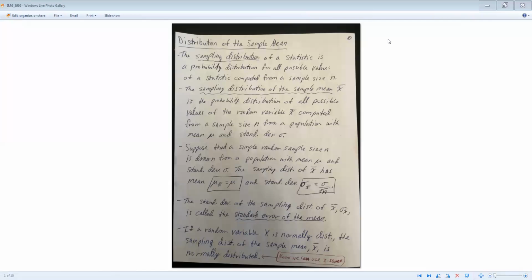Okay, so this video will be the distribution of the sample mean. We have some terminology to get through first before we get into calculation. But once we put some numbers on it, it will look better and sound better.